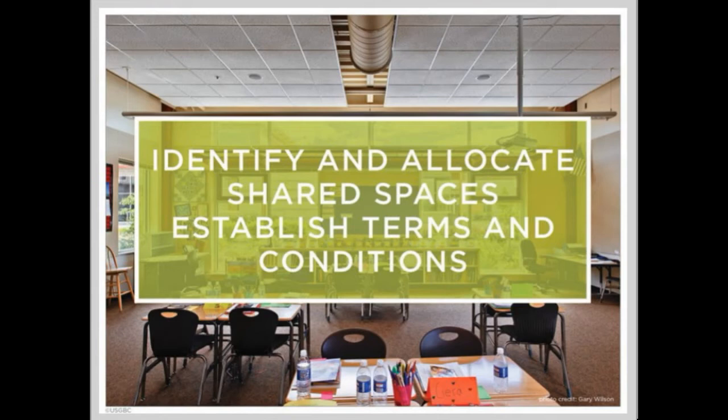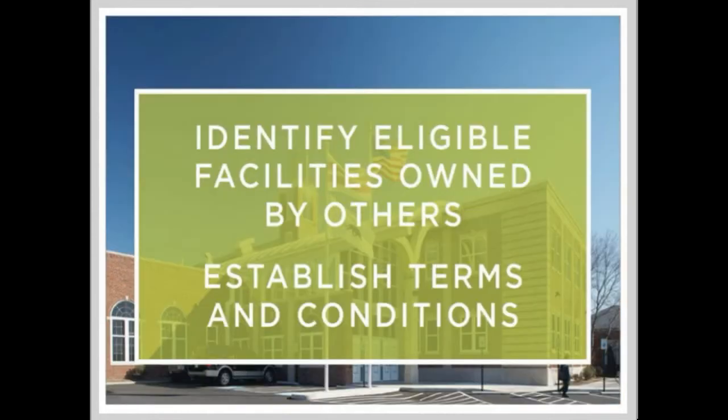Project teams should identify and allocate shared spaces, as well as establish terms and conditions. Option 2 is to contract with specific organizations to share the building space, worth 1 point.